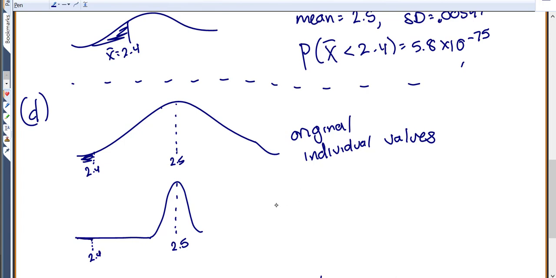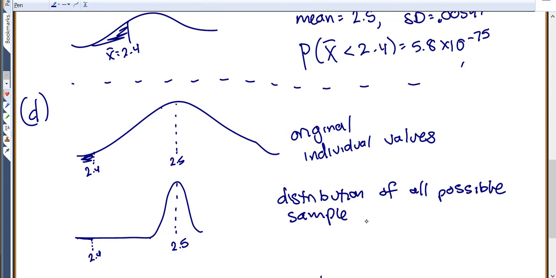Okay. So this is the distribution of all possible sample means. So the probability that you get something kind of far away from your population mean will always be smaller the bigger your sample size is, because the standard deviation, the variability, gets smaller and smaller for sample means as n goes up.